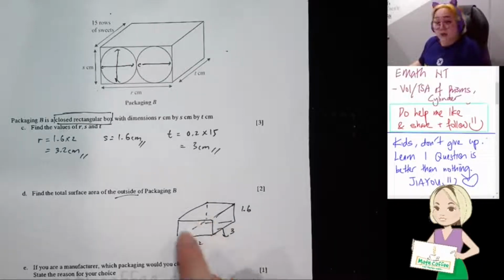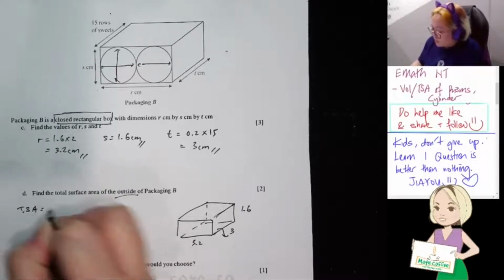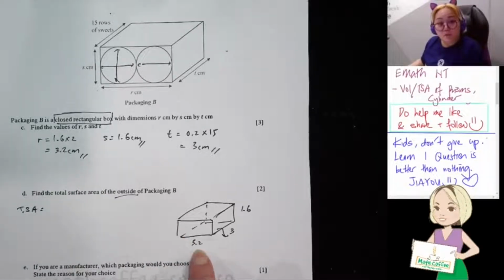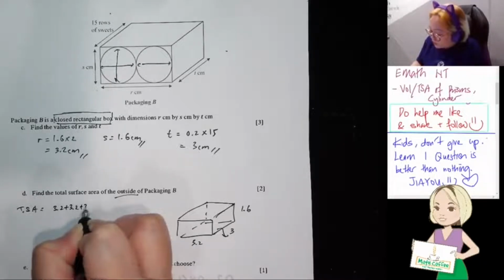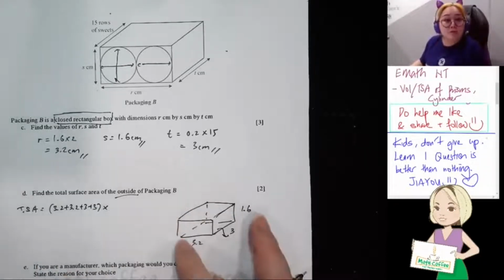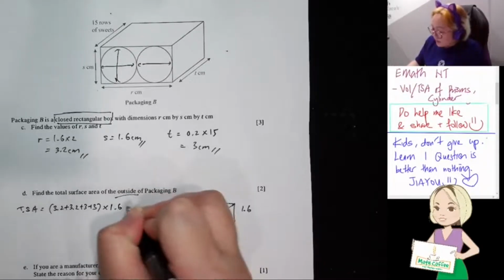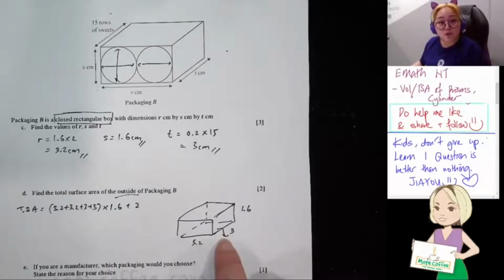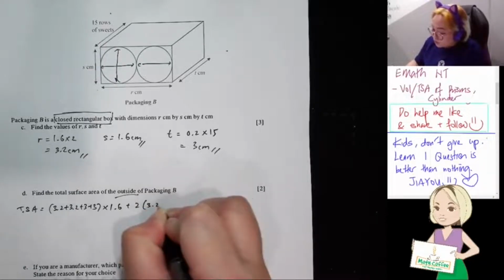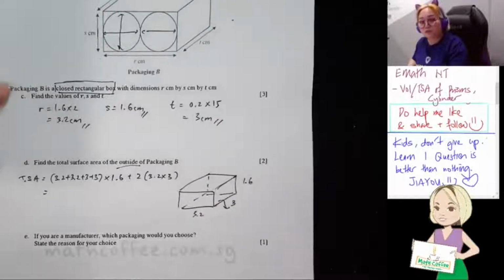So let's find the perimeter of the base. The perimeter of the base will be a rectangle, so it's 3 plus 3.2 plus 3 plus 3.2, which is 3.2 plus 3.2 plus 3 plus 3, multiplied by the height of the prism, in this case 1.6. Then I'm going to add 2 base areas, and my base area is a rectangle, which is 3.2 times 3. Okay, so that is how you find the total surface area of a cuboid.